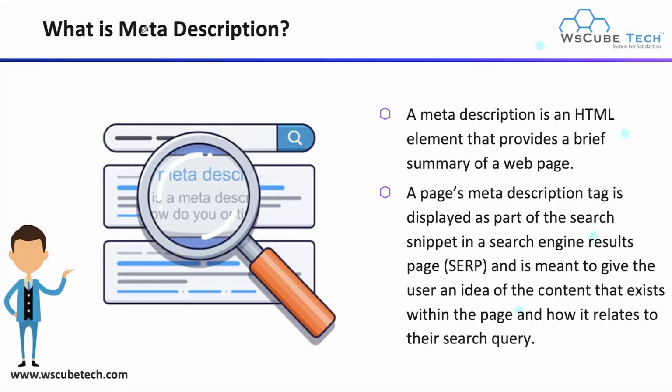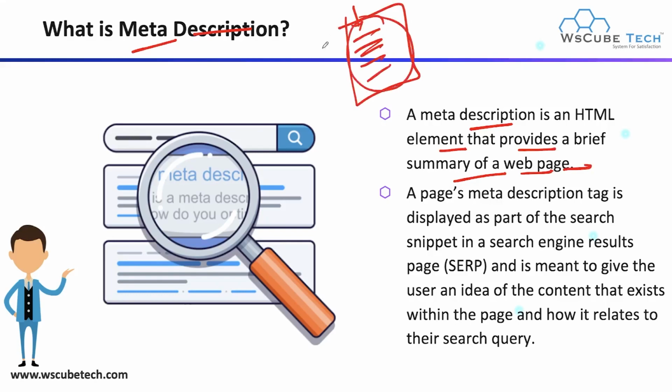So let's start with a brief definition of meta description. Let us understand what is meta description. So meta description is an HTML element that provides a brief summary of a web page. Any information which you have on your web page, you can give a descriptive overview of on your search engine result page. That is your meta description here.